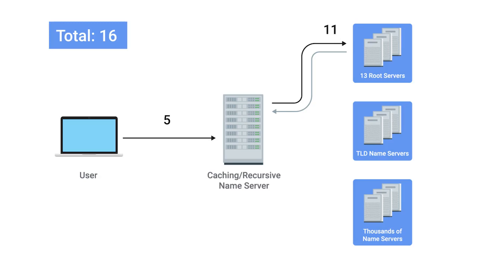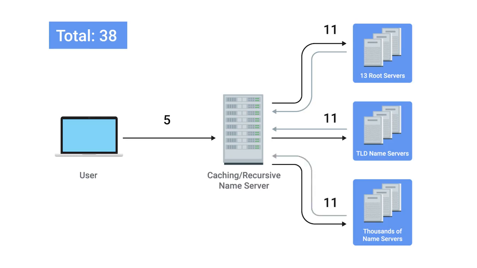Now that the recursive name server has the correct TLD name server, it needs to repeat that entire process to discover the proper authoritative name server. That's 11 more packets, bringing us up to 27 so far. Finally, the recursive name server would have to repeat the entire process one more time while talking to the authoritative name server in order to actually get the IP of foo.com. This is 11 more packets for a running total of 38.